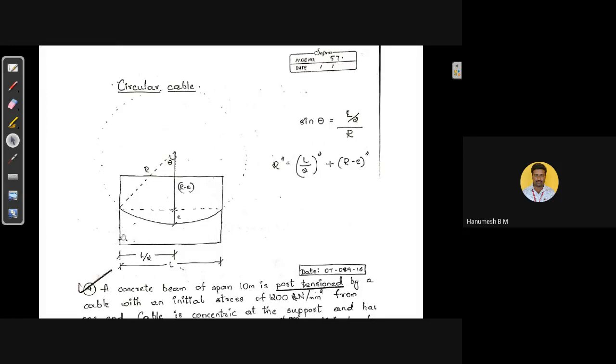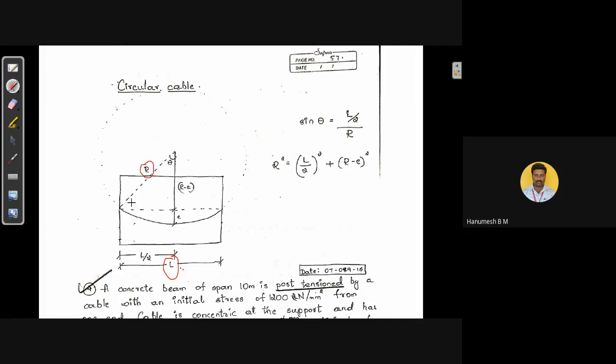Say this is a PSC beam. The length of the beam is L. Say it is subjected to a circular cable profile. The cables passed in this beam are circular in nature. Now, say R is the radius of the circular cable. Say it will be like this.